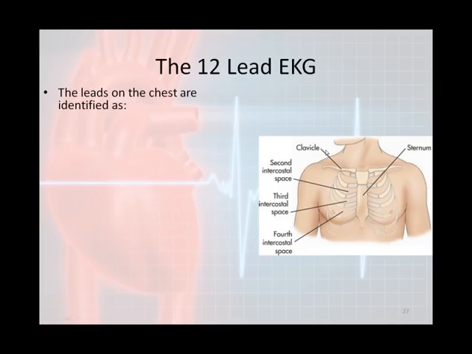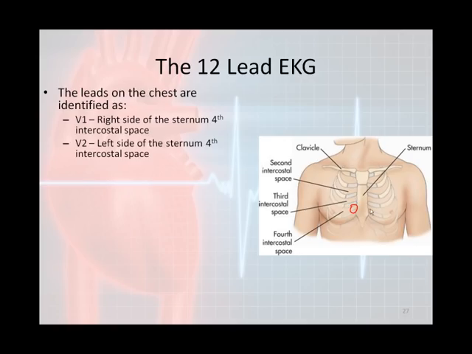So to summarize all of the precordial lead placement, V1 is placed on the right side of the sternum, fourth intercostal space, right here. V2 is placed fourth intercostal space, left side of the sternum. Please remember, this needs to be placed as close to the sternum as possible. V3 is placed midway between V4 and V2. So V3 is going to be placed over here.